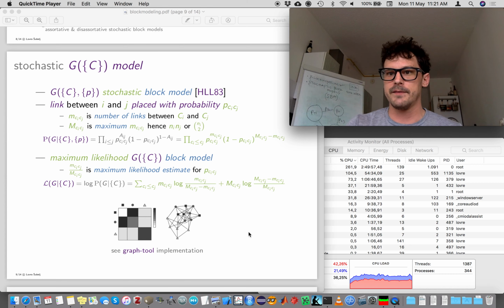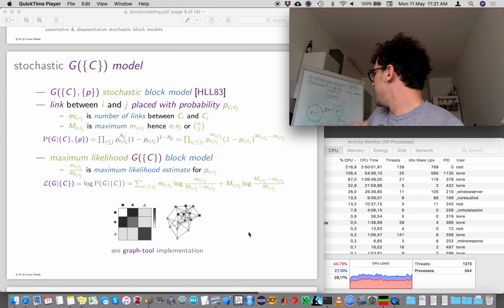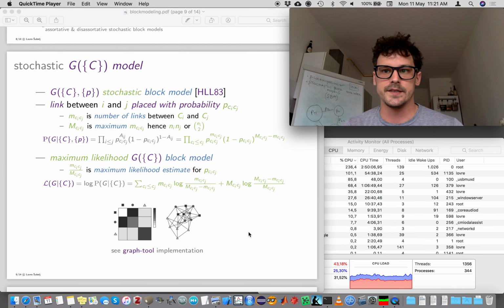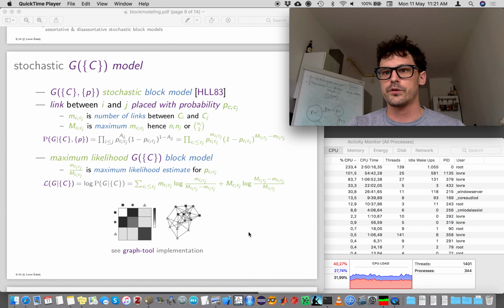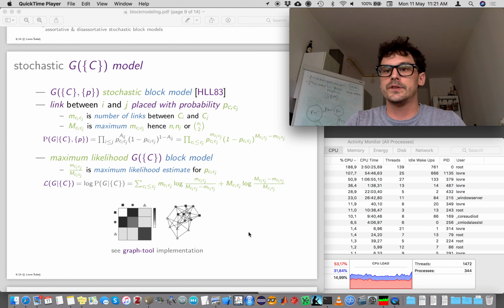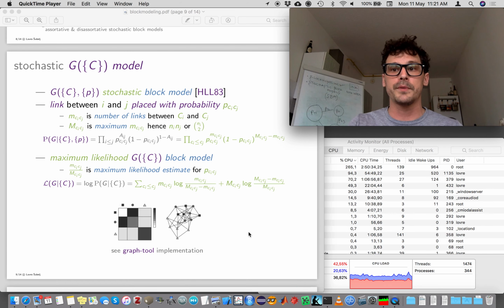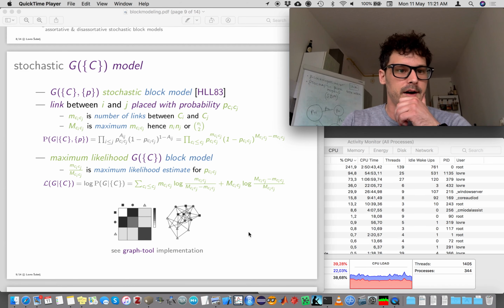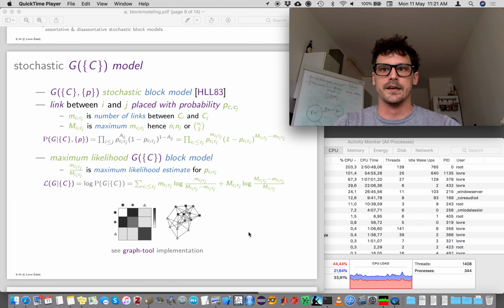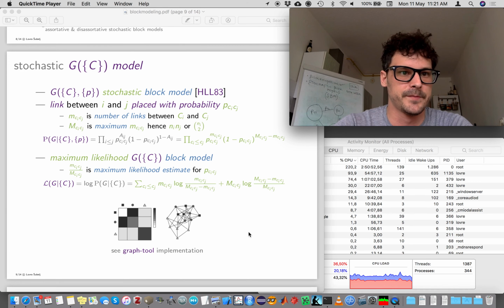And what I have just explained to you is basically stochastic block models. You can not only use them for detecting communities, you could also use them to generate random graphs with some predefined group structure. These are basically stochastic block models.